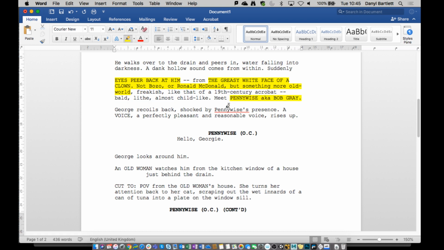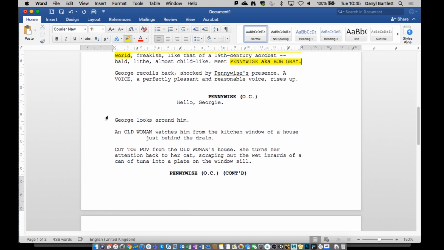Did anyone know that? Pennywise's real name is Bob Gray. It's really unimaginative. Imagine being a trans-dimensional being and saying, I call myself Bob.